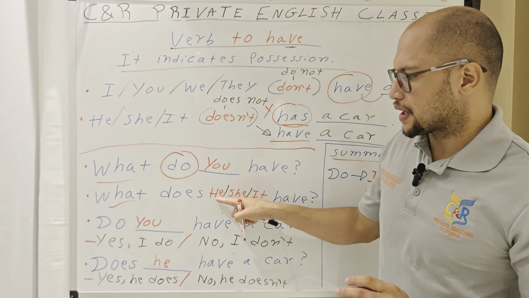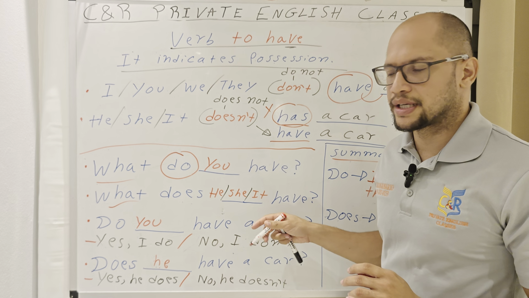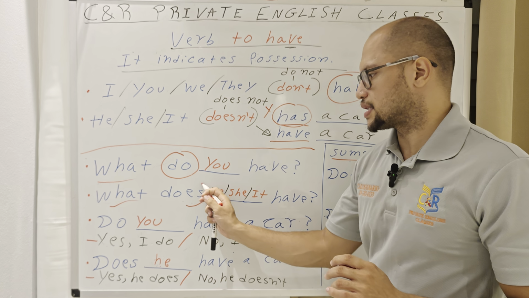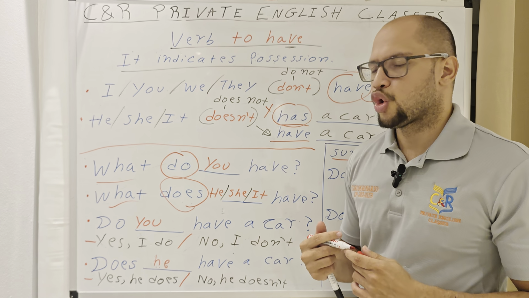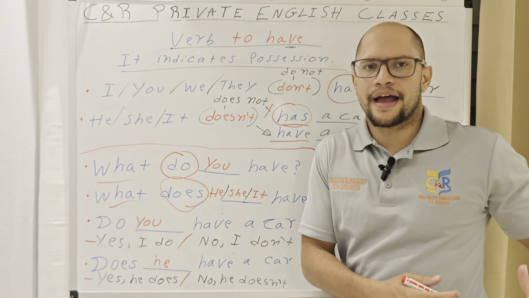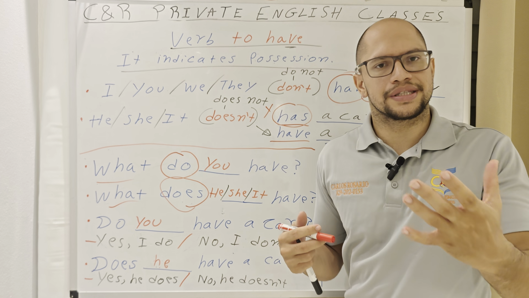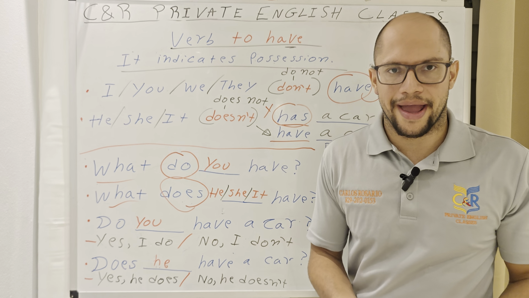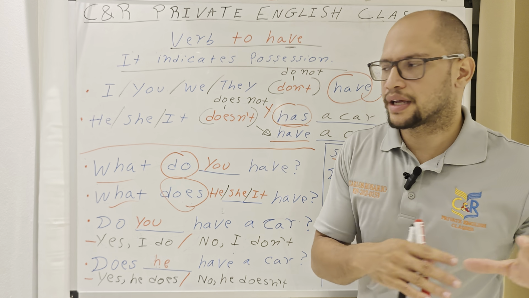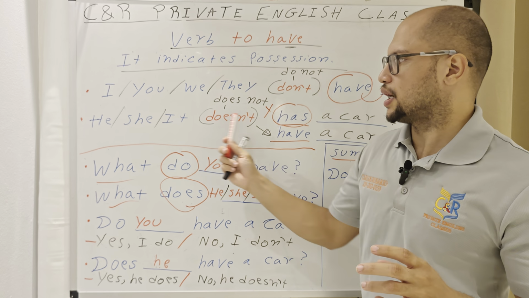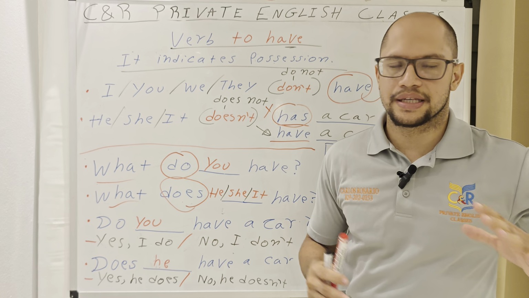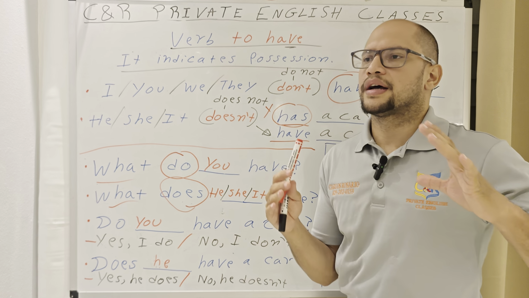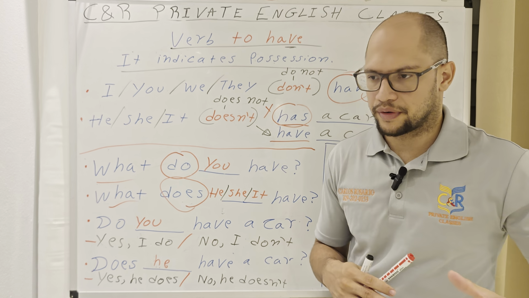Now, if you have he, she, or it, you need to use does. What does she have? What does your sister have? What does your father have? He has. Remember, he, she has. He has, she has a car, a cell phone, whatever.